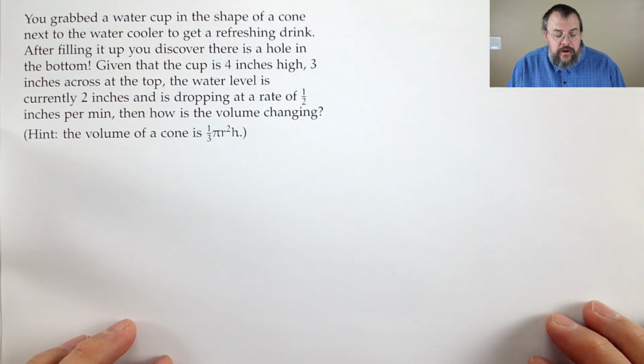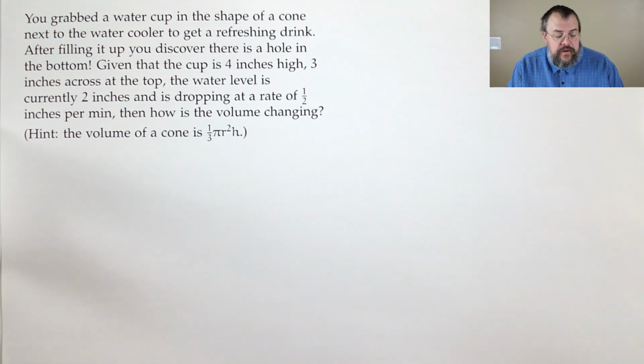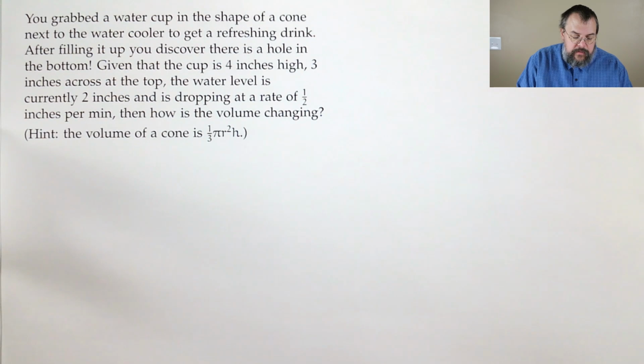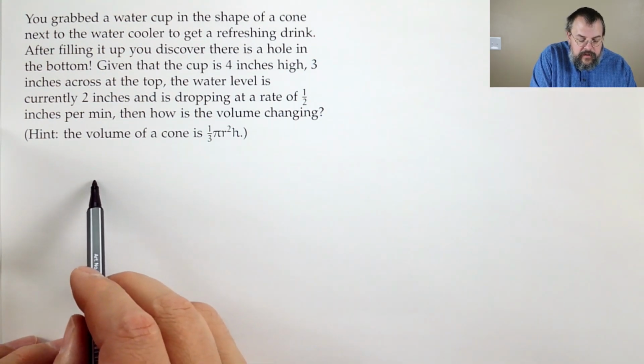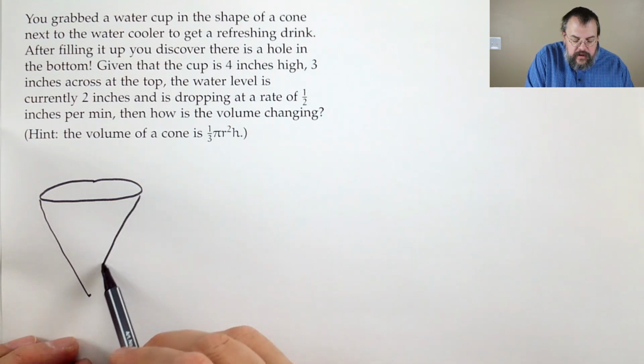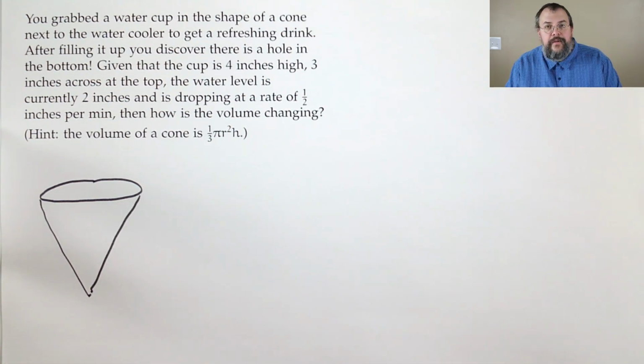So, you grab the water cup in the shape of a cone next to the water cooler to get a refreshing drink. After filling it up, you discover there's a hole in the bottom. Oh my gosh, you can see this is a very dire situation because there's even an exclamation mark here. So what happens? So a cone means that we have something that looks like this. And sometimes they made little tiny cups in the shape of a cone because it was very cheap. But they're really unwieldy. It's not a very comfortable cup to work with, but you have what you have.